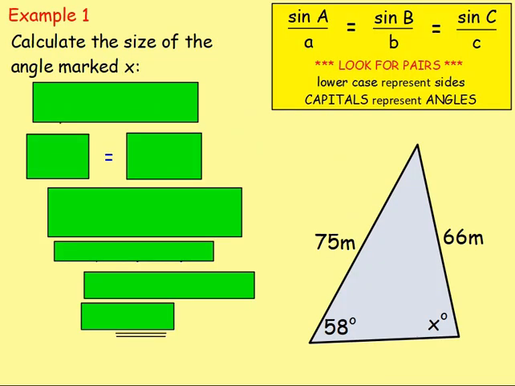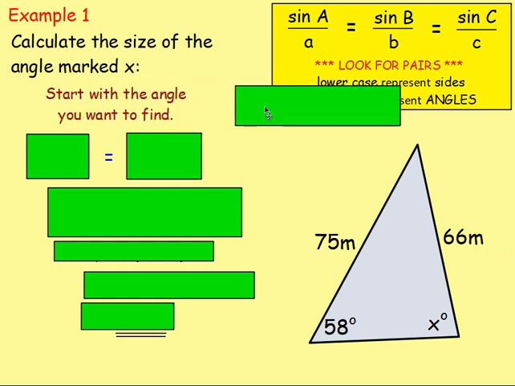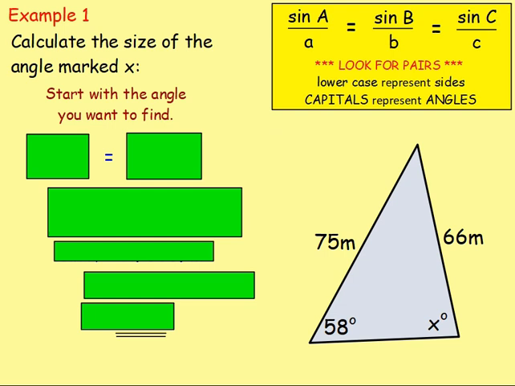So, calculate the size of the angle marked X in this greyish blue triangle. This angle is X, this angle is 58, this length is 75 meters, and this length is 66 meters. Folks, it is the same as what we did before. We are wanting to start with what we want to find, so we are wanting to work out the size of this angle.